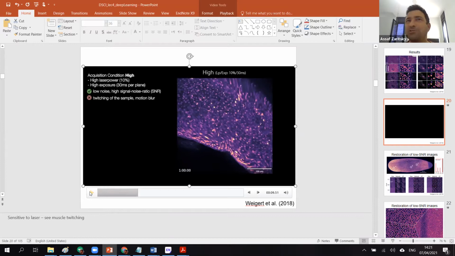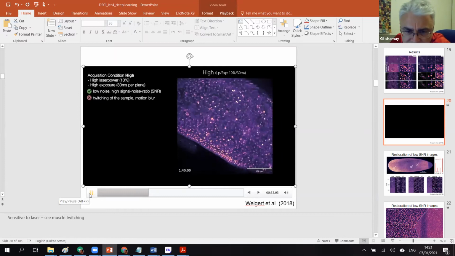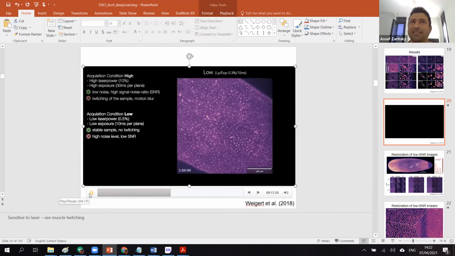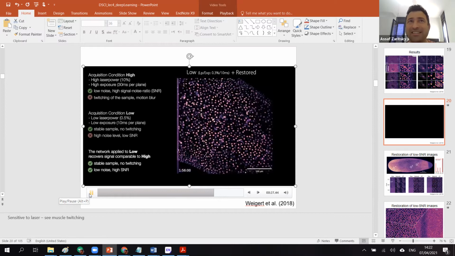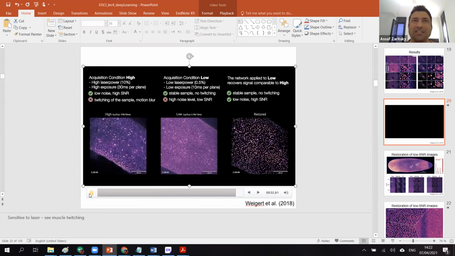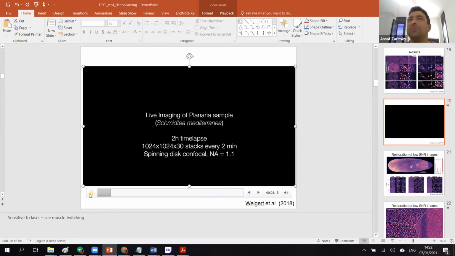Because of the energy of the laser, that's the idea? Yeah. You are blasting your cells. They're really having a hard time. And if you reduce the laser power, this is 60 times less energy, you see that the artifacts are not seen anymore, but the quality is bad. So it's really hard to segment the cells and track them and understand what happens at the cellular level.